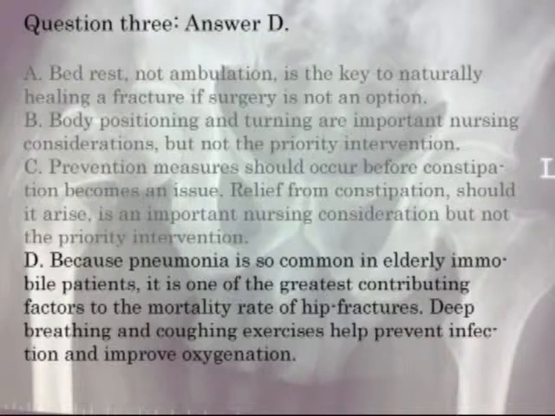A. Bed rest, not ambulation, is the key to naturally healing a fracture if surgery is not the option. B. Body positioning and turning are important nursing considerations, but not the priority intervention. C. Prevention measures should occur before constipation becomes an issue. Relief from constipation, should it arise, is an important nursing consideration, but not the priority intervention.